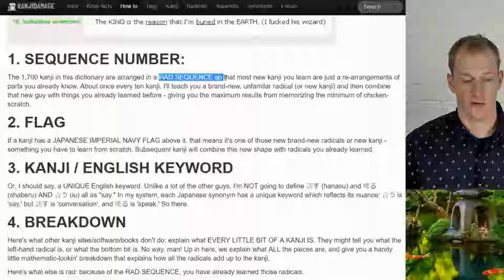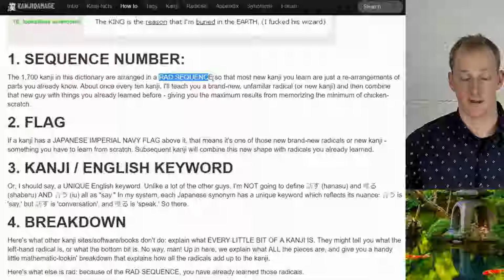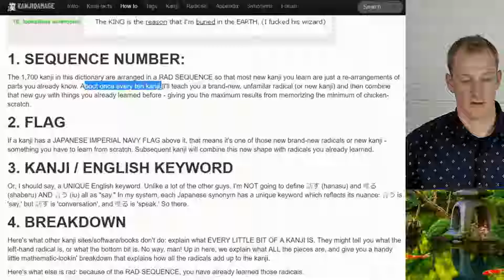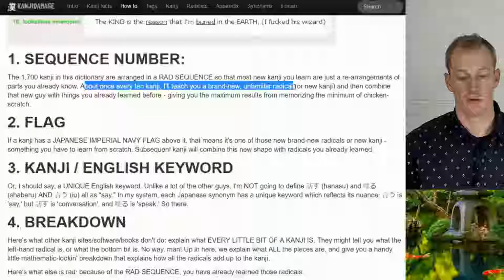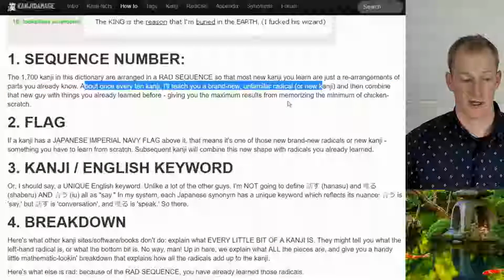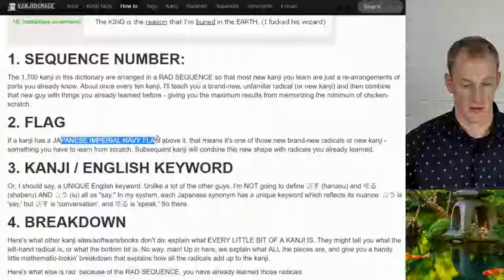Okay, so I've basically mentioned all this stuff, but we're going to go through a bit more detail now. They're in a rad sequence, obviously a bit of a pun here with radicals, and so he's going to say, well, every 10 kanji we're going to do a new radical or a new kanji, and then we're going to get that flag. This Imperial Navy flag.